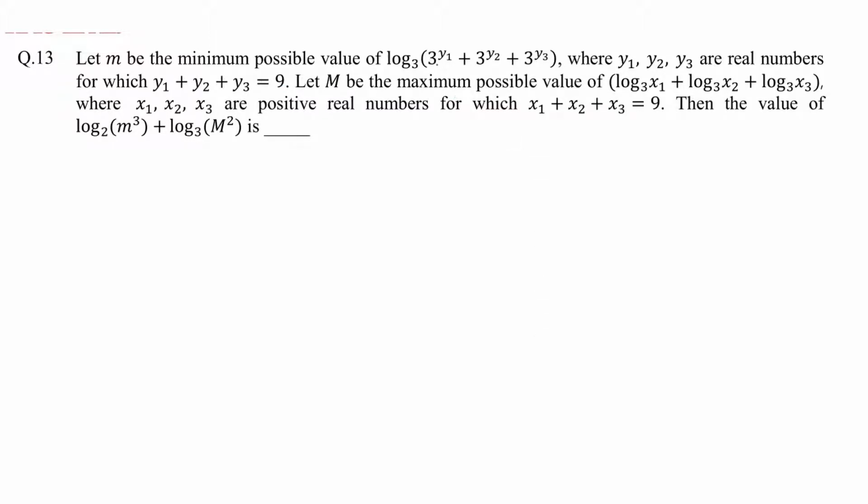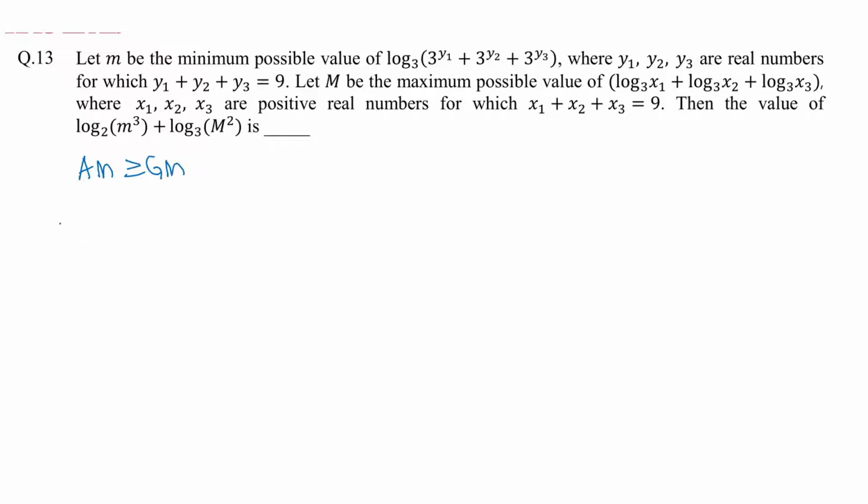As we know, 3^y1, 3^y2, and 3^y3 are positive numbers. Whatever the value of y1, y2, y3, it doesn't matter, 3^y1 will always be positive, 3^y2 is always positive, and 3^y3 is always positive. Similarly, they have given x1, x2, x3 as positive real numbers. So we can simply apply the AM-GM inequality in both cases, and we know AM is always greater than or equal to GM.